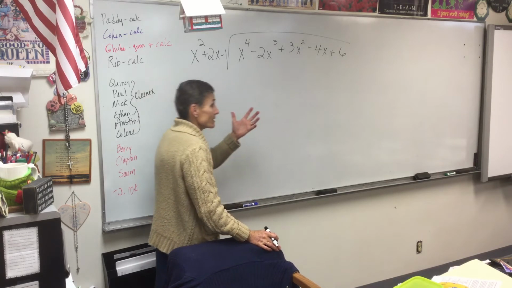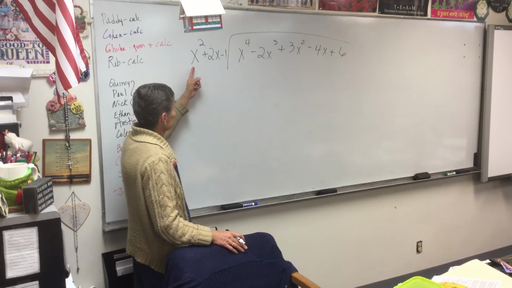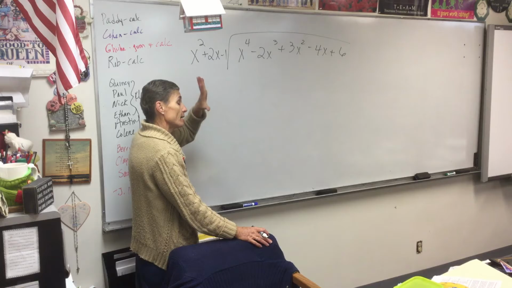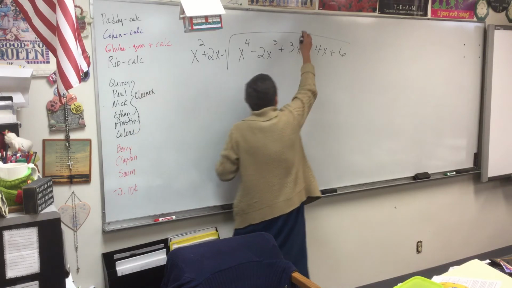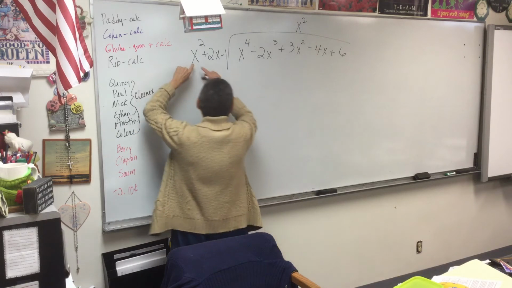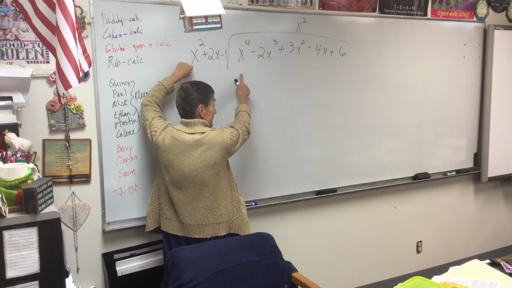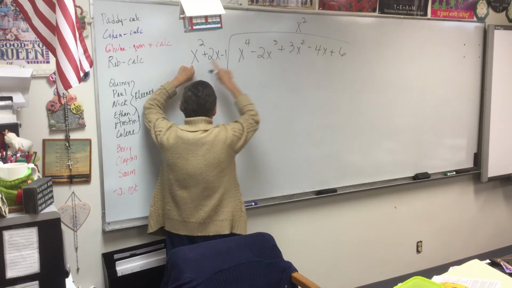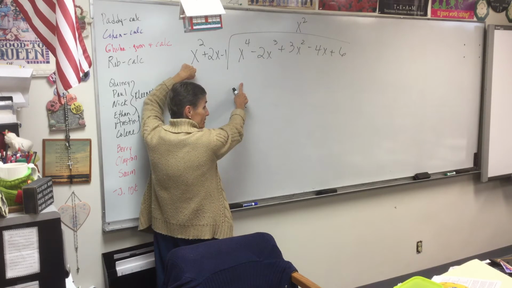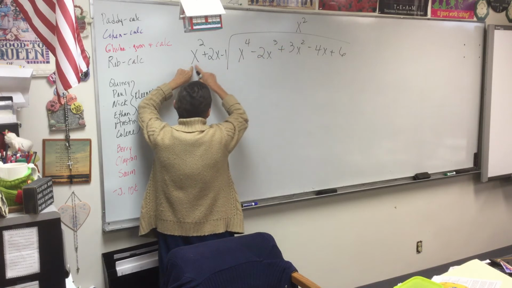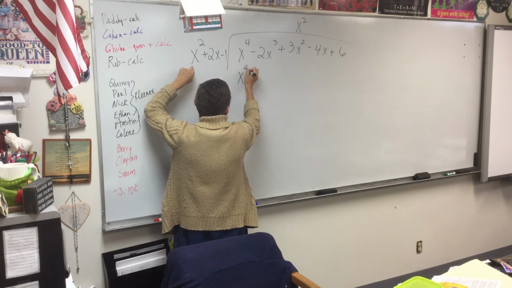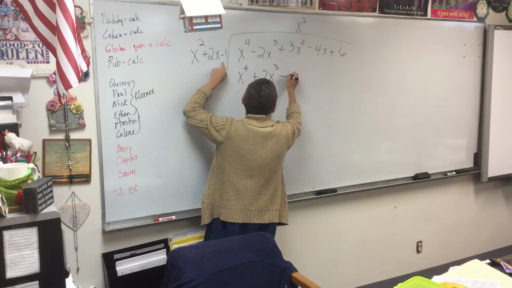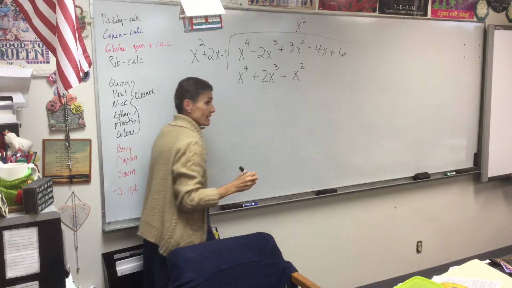Yes, that's exactly right. Cassie says, how many times does x to the 2nd go into x to the 4th? Or, another way to think about it is, what do I have to multiply times x squared to get x to the 4th? And that would be x squared, right? Isn't x squared times x squared going to give me x to the 4th? Yes. So I'm going to take that guy times all of these. So I get x to the 4th plus 2x cubed minus x squared. What do you think? Is that okay with everyone?